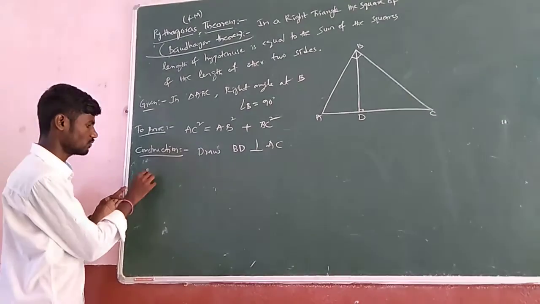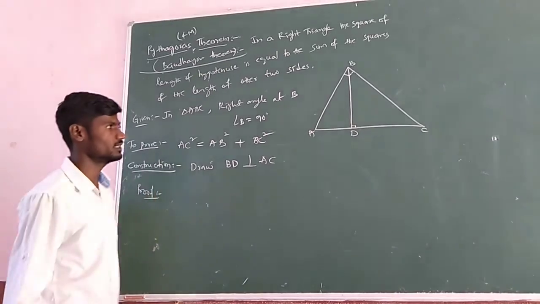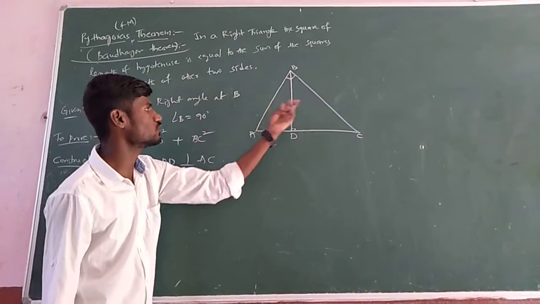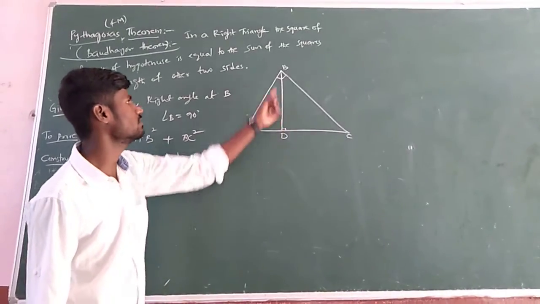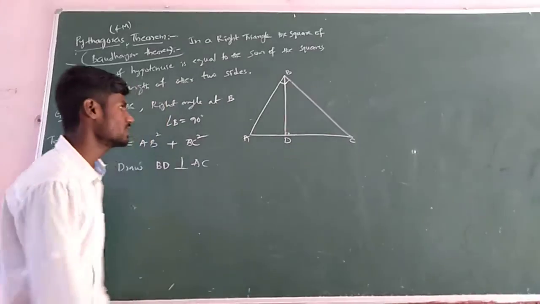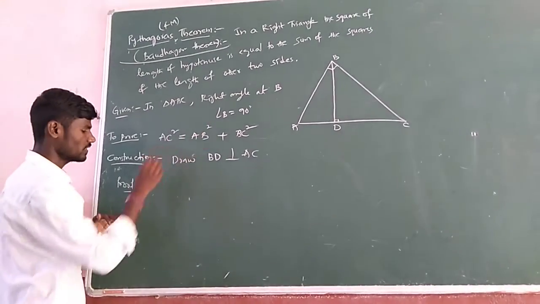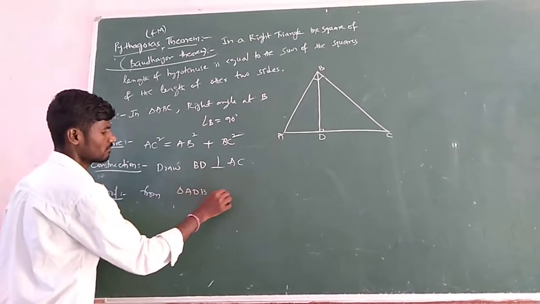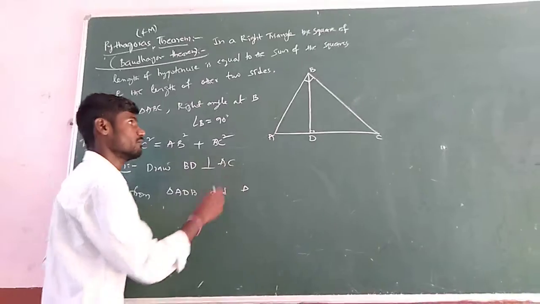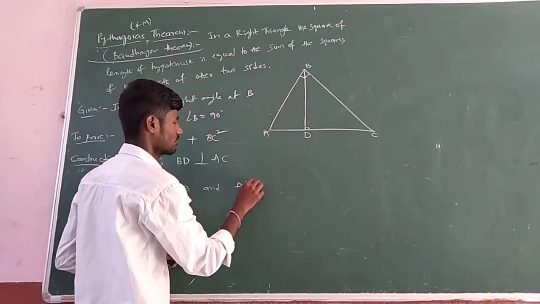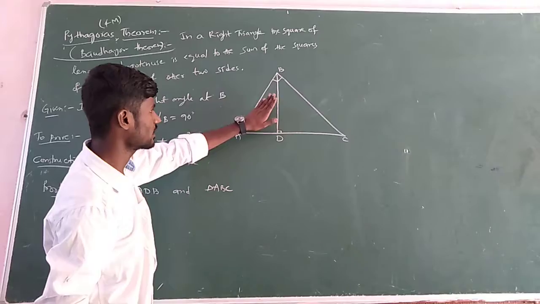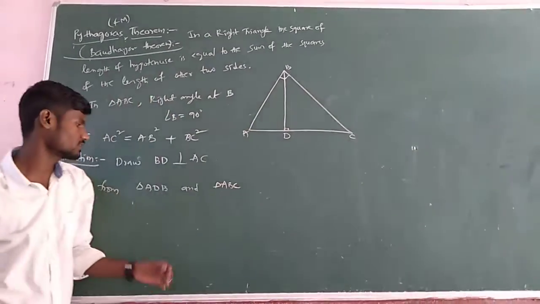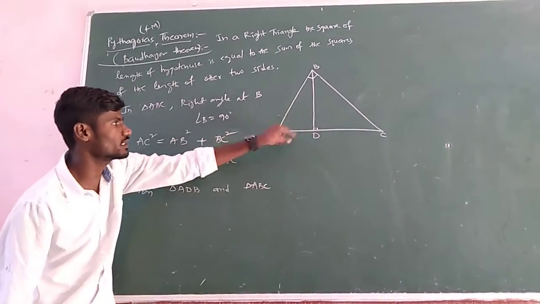Now see, coming to the proof part. Because of this construction, the original triangle ABC is divided into two other triangles. What are they? Triangle ADB and triangle BDC. From the proof figure we take triangle ADB and the bigger triangle ABC. After this construction we are getting two triangles. Compare these two triangles with the original triangle separately. First the ADB triangle with the entire bigger triangle.